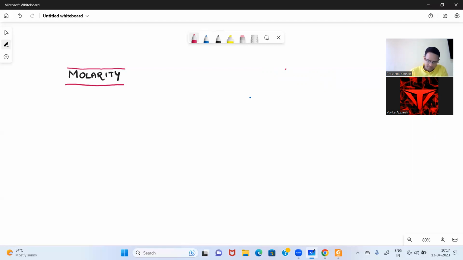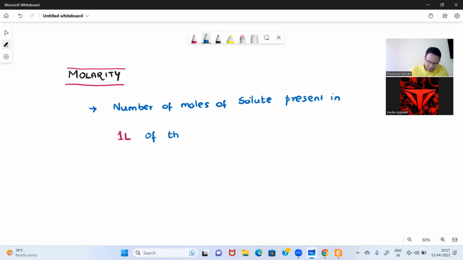So it refers to the number of moles of the solute present in 1 liter of the solution. Clear, Yuvika? When I say solution, it's the solute plus the solvent. Right, Yuvika?